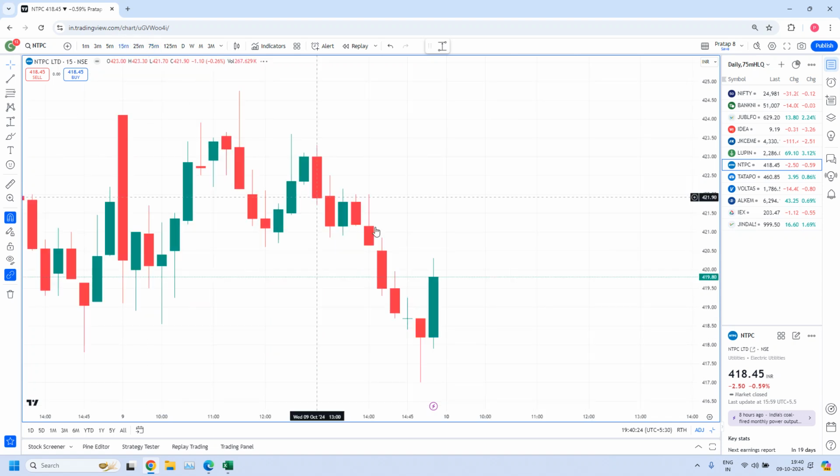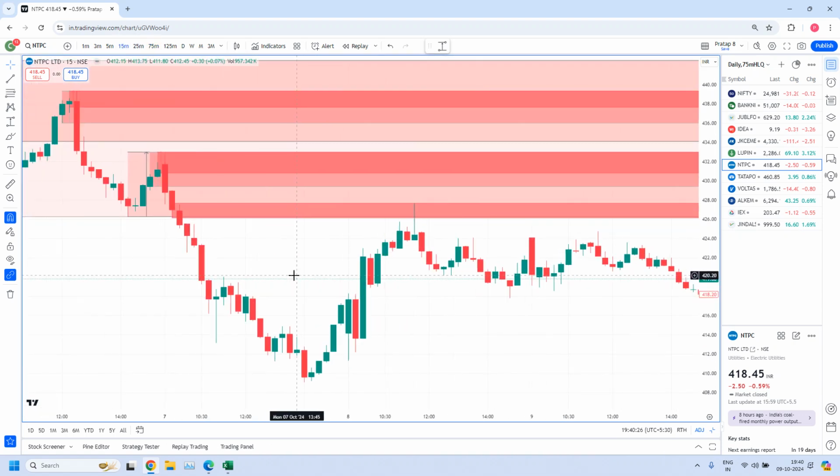This again I fine tuned with the 15 minutes time frame. We have a rally, 2 base candles and a drop. Here you have a rally, 2 base candles and a drop. These are the 15 minutes fine tuned zones. And again, 5 minutes.